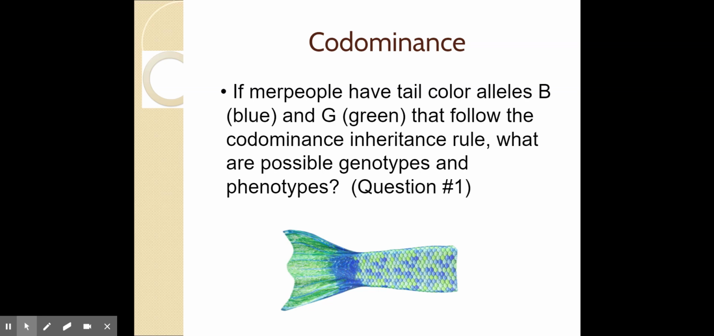So here's an example. This should be the first question or one of the questions on your codominance practice. You have merpeople, and they've got tail colors with B for blue, dominant, and G for green, and it's dominant, and they follow these codominance inheritance rules. We need to figure out the possible genotypes and phenotypes. So take a second, think about what those letters would be like, the possibilities for inheriting those. Remember, you get two traits, one from mom, one from dad. So what are the possible combinations you could get?